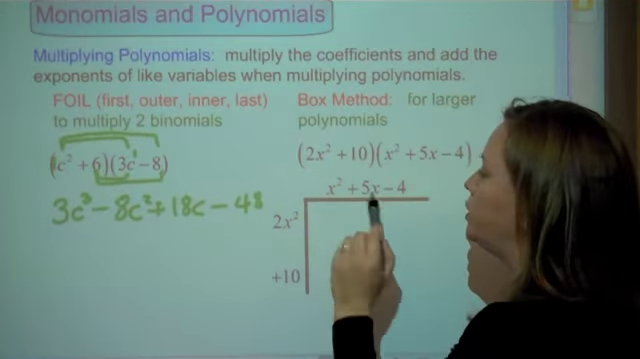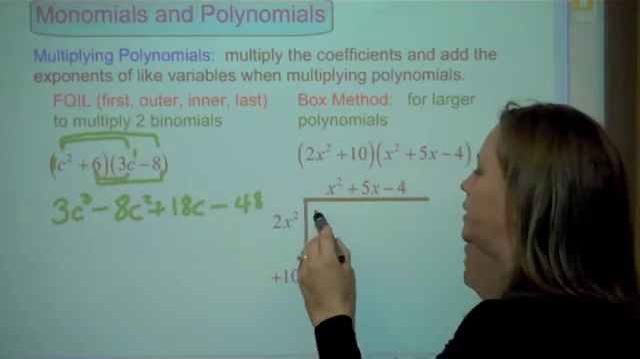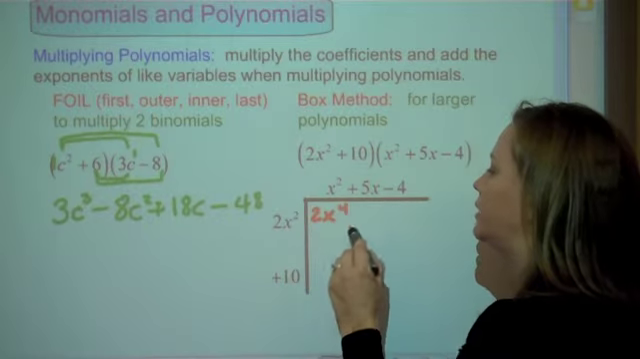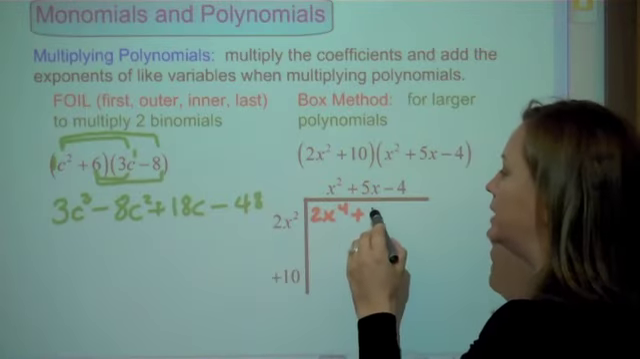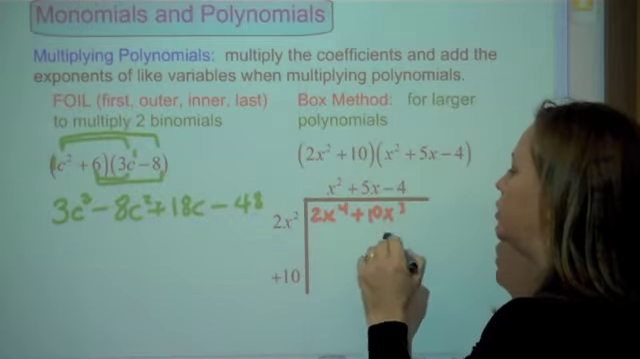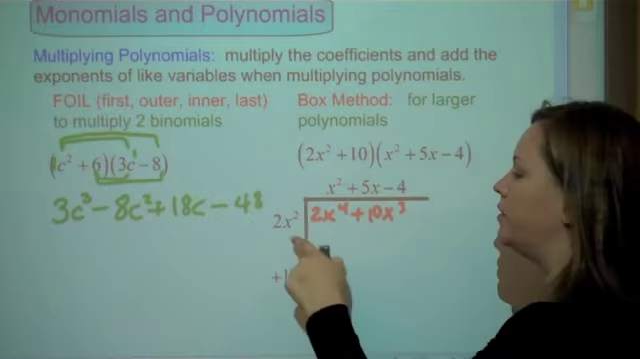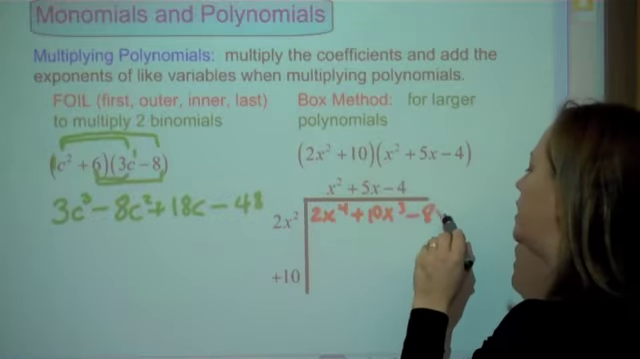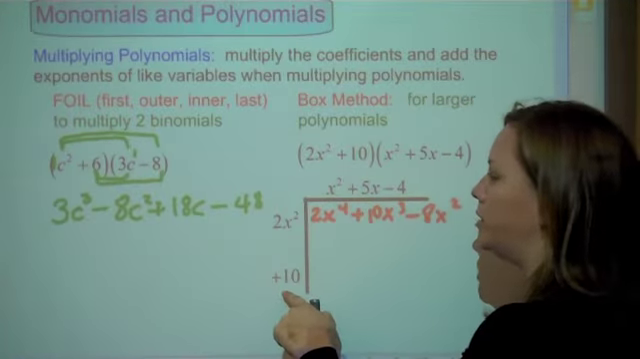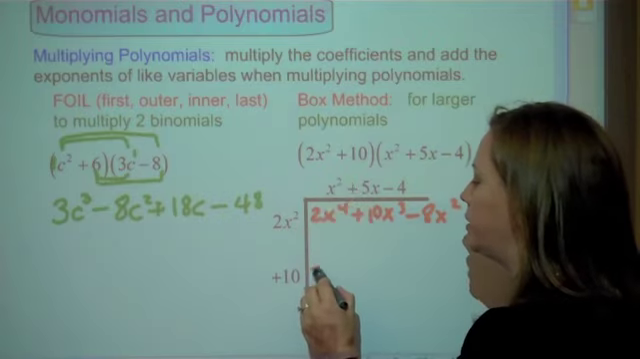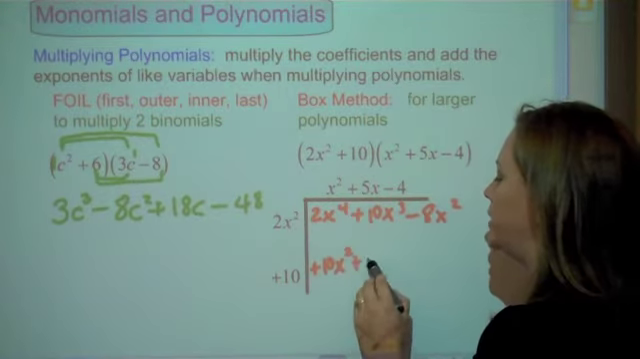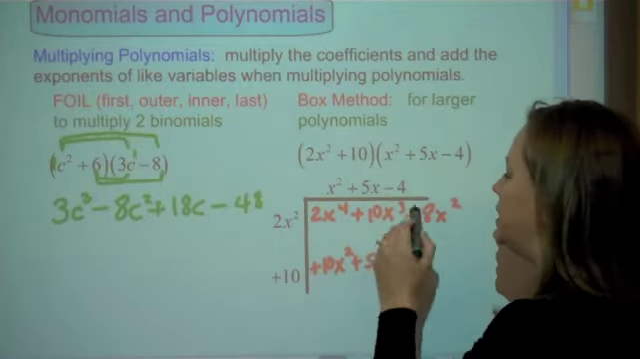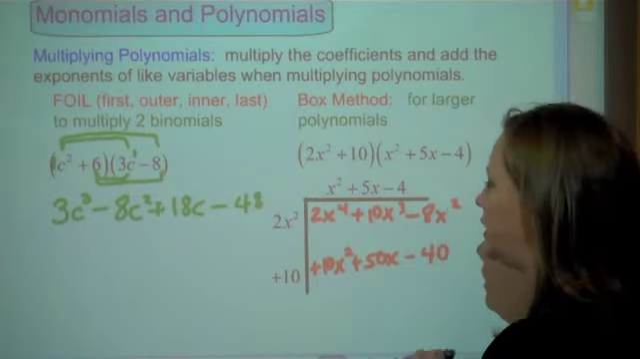So for example, 2x squared times 2x squared is 2x to the fourth. 2x squared times 5x is going to be a positive 10x cubed. 2x squared times negative 4 is going to be negative 8x squared. And then we do it with a 10. So 10 times x squared is positive 10x squared. 10 times 5x is 50x, and 10 times negative 4 is negative 40.